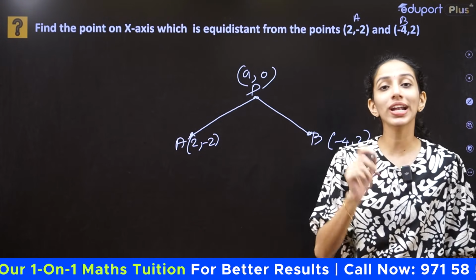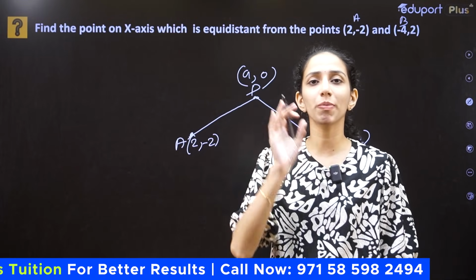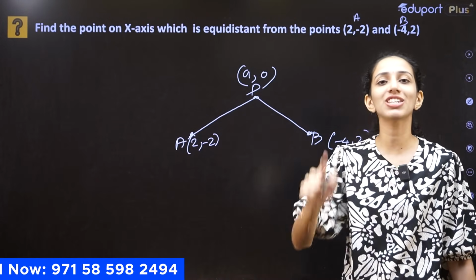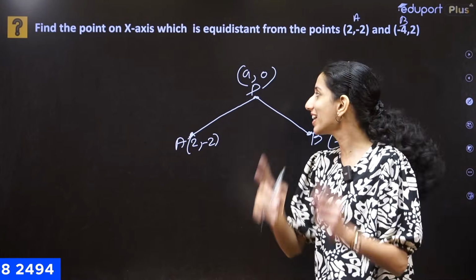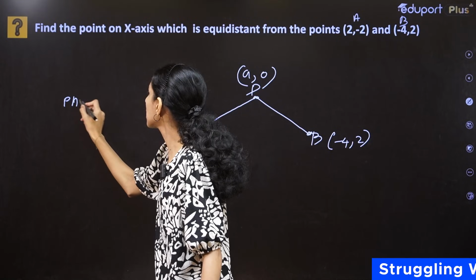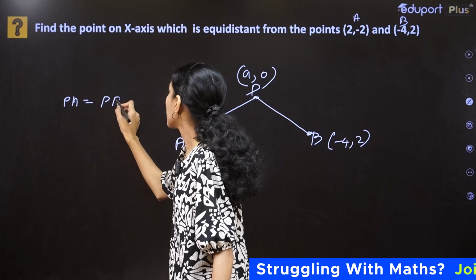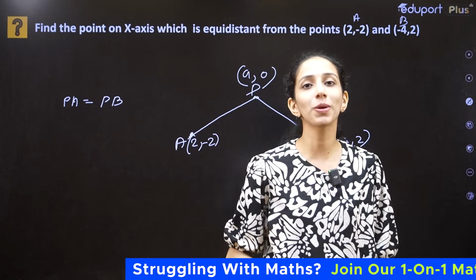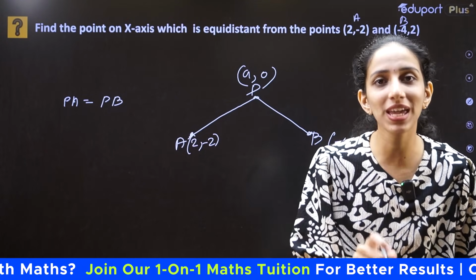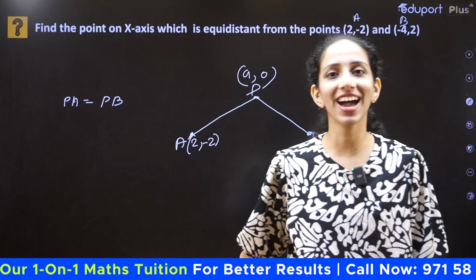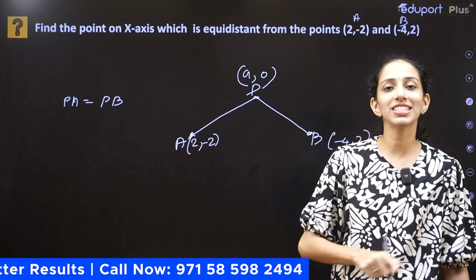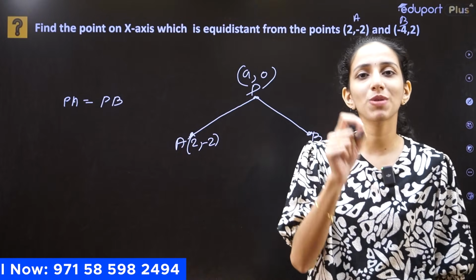So, the equidistant problem, that is also a repeated question. Okay, so how will you do this problem? PA is equal to PB, so write down that conclusion first. And how will you find out PA? PA means the distance between the point P and A. How will you find that? Using the distance formula. And PB is also the distance between the points P and B.